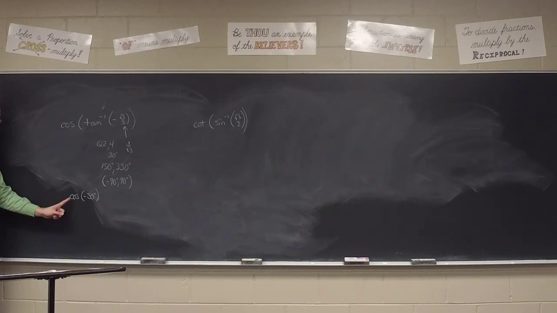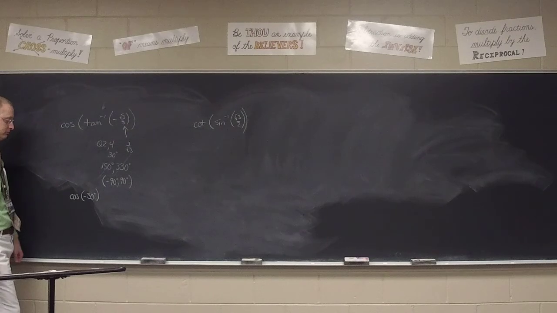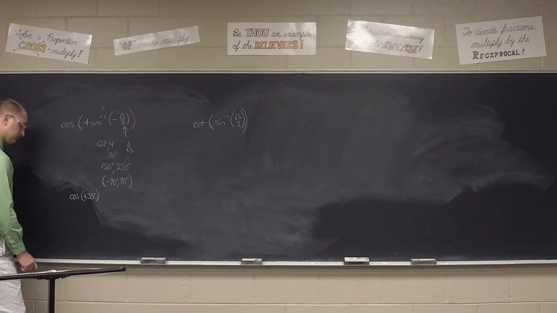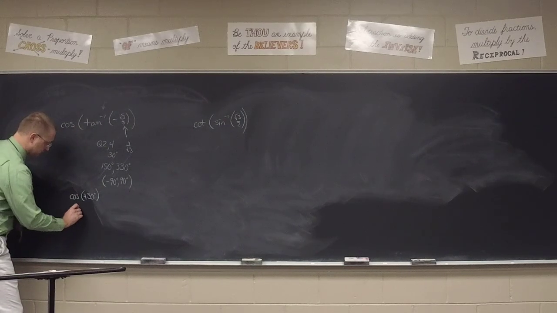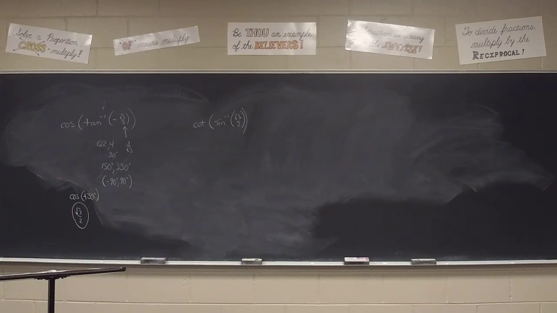Now, I come to cosine. What do I do when I've got a negative angle? Move it up to the front? Not for cosine. It just drops off. And what is the cosine of 30? Square root of 3 over 2. And there's my answer. All right, questions on this?